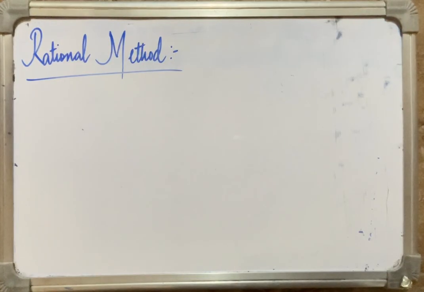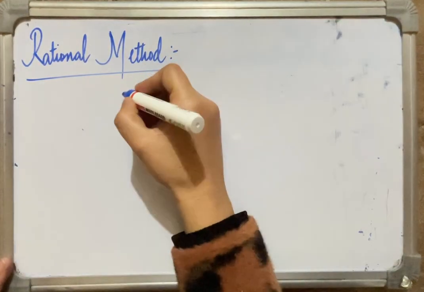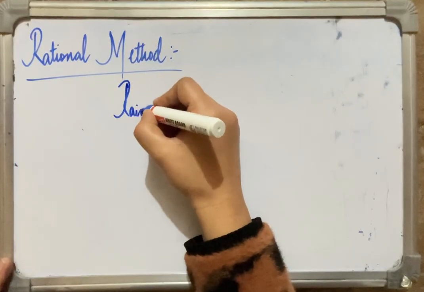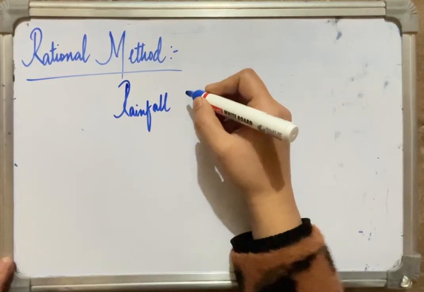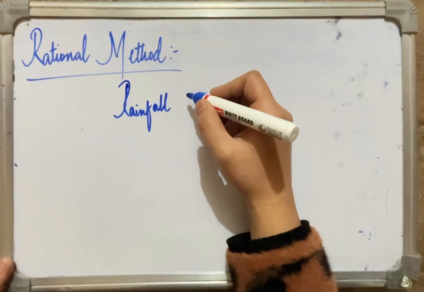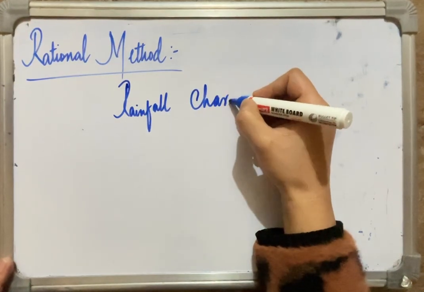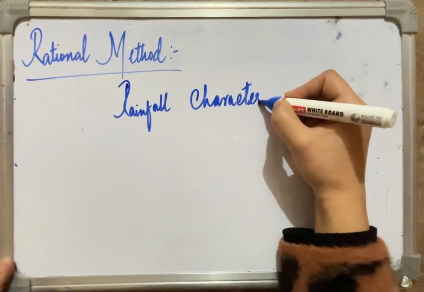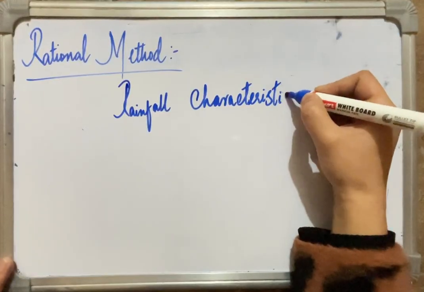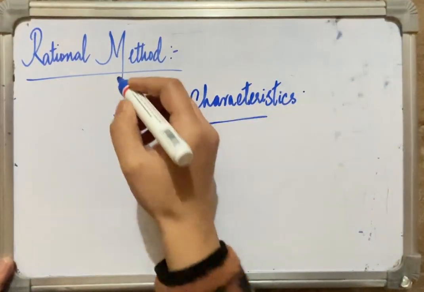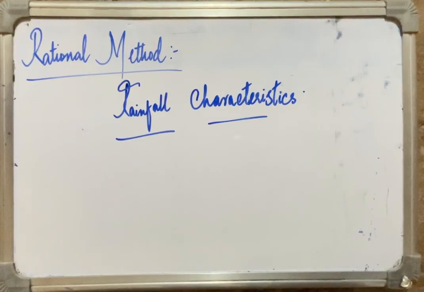The next method is the rational method, which involves the rainfall and other characteristics of the area where we are proposing to construct a bridge. This is the second one.